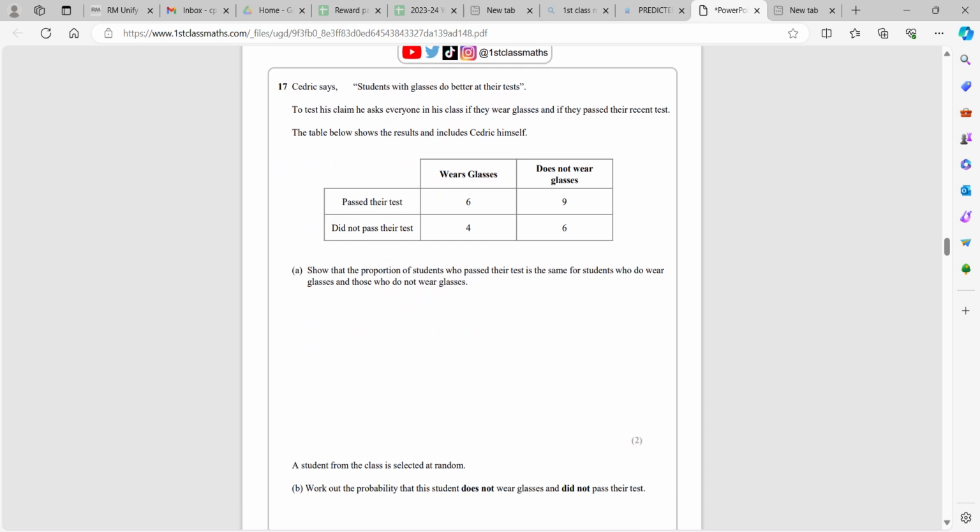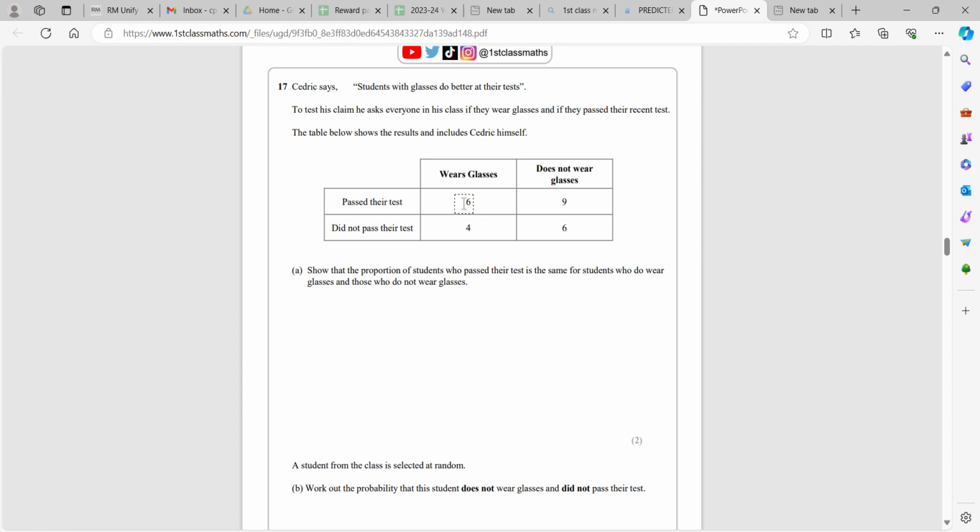Question 17. Cedric says students with glasses do better at their tests. To test his claim, he asked everyone in the class if they wear glasses and if they pass their recent test. The table below shows results and includes Cedric himself. Show that the proportion of students who pass their test is the same for the students who do wear glasses and those who do not wear glasses.